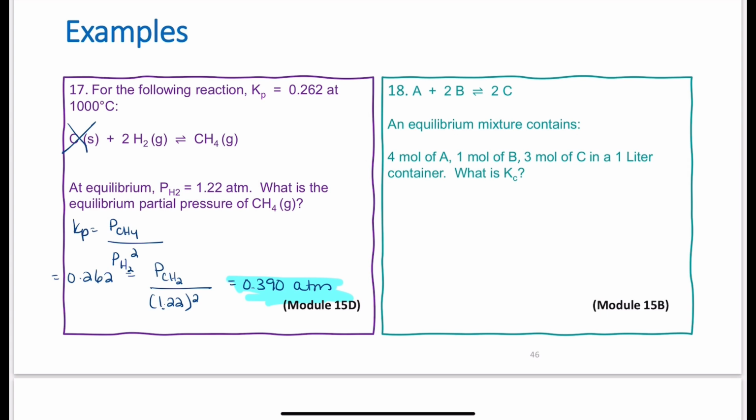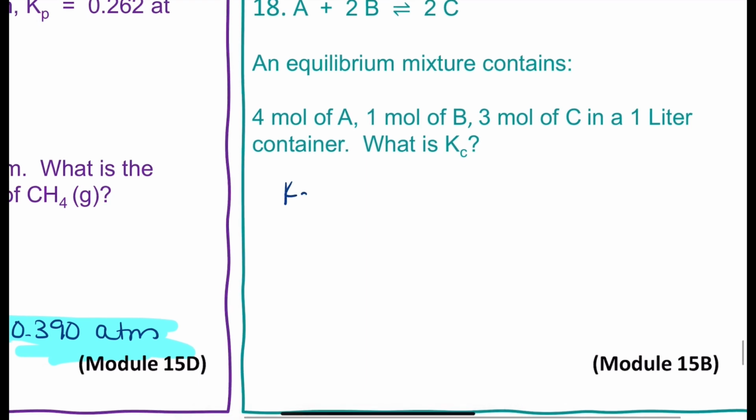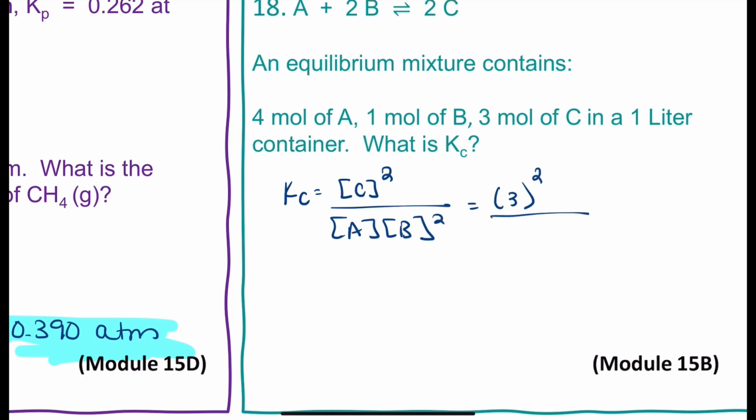Number 18. I've got A plus 2 moles of B in equilibrium with 2 moles of C. At equilibrium, the mixture contains 4 moles of A, 1 mole of B, and 3 moles of C in a 1-liter container. What's my Kc? I'm at equilibrium, so I can just plug it right in. My Kc is equal to C squared over A times B squared. 1-liter flask for each one, so that makes it nice and easy. C is 3 molar squared, A is 4 molar, and B is 1 squared. So 3 squared divided by 4 gives me a value of 2.25.